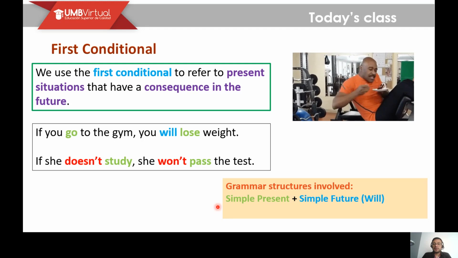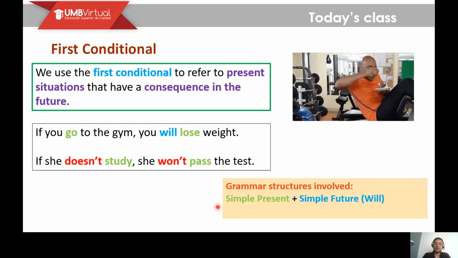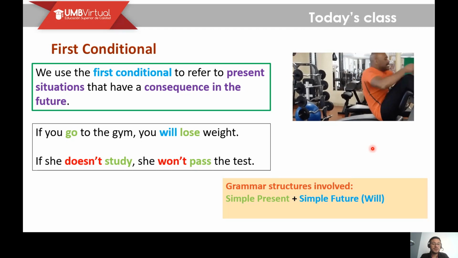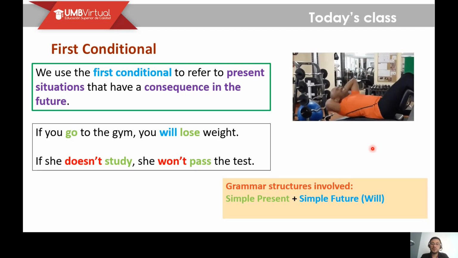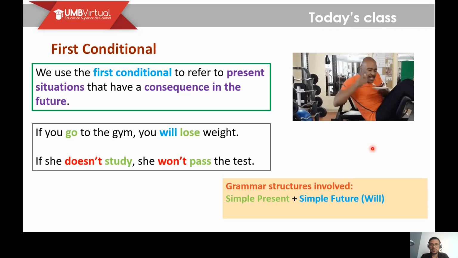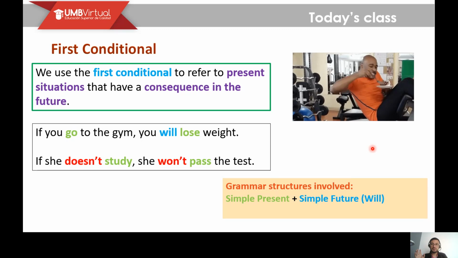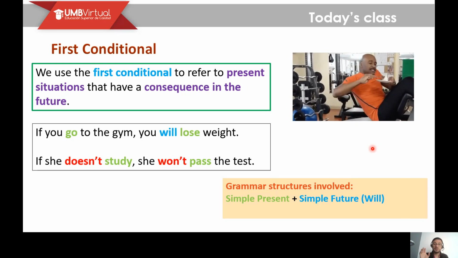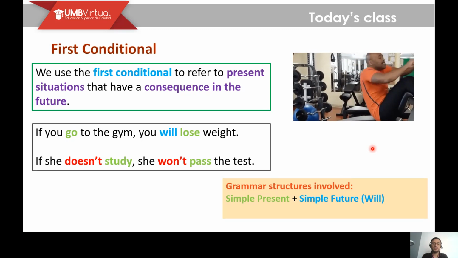And the next conditional is the first conditional. So we had zero conditional and now we have first conditional. We use the first conditional to refer to present situations that have a consequence in the future. So in the zero conditional, we have condition in present and result in present. Now we have condition in present and result in the future.